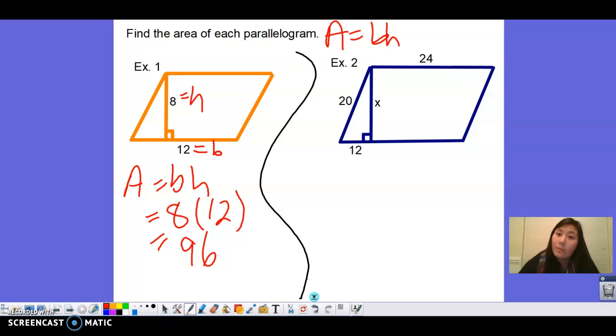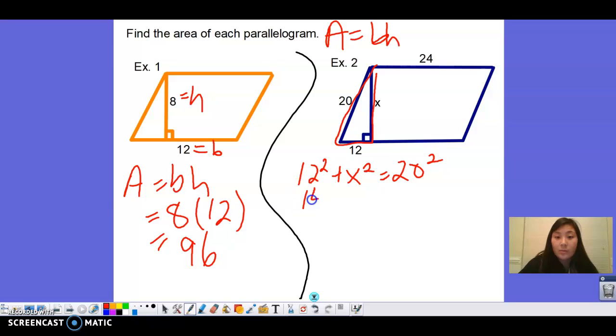Now in our example number 2, we have a right triangle right there, and we are missing one of our legs, which happens to be the actual height of this parallelogram. So in order to do that, we can pull in from what we learned in chapter 8 about the Pythagorean theorem. Because this is a right triangle, we have two sides of the right triangle, so then we can find the third. So first we're going to use our Pythagorean theorem. 12 squared plus x squared equals 20 squared to figure out what that is.